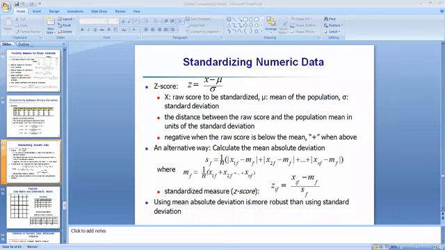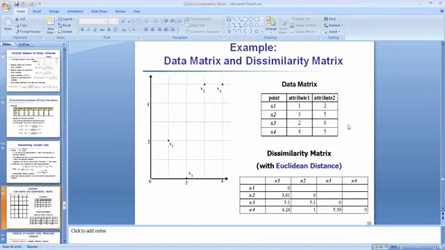Then what is the standardized measure, or Z score? The Z score equals x_if minus m_f, divided by s_f, where s_f is the mean absolute deviation. Using the mean absolute deviation is more robust than using the standard deviation. That means instead of the standard deviation, you should use the absolute deviation, so that there will be more accuracy.